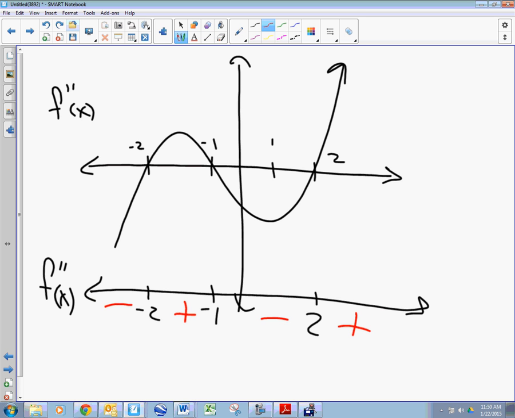Right. So we can tell about inflection points, but can you tell increasing or decreasing? No, not right now.